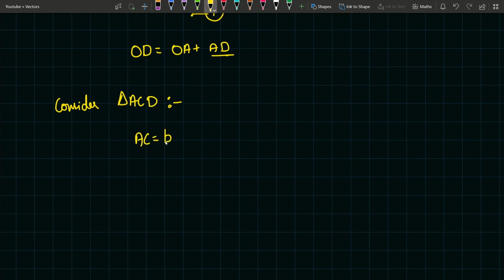Now we know AC is the magnitude of the B vector, and we can write sine theta and cos theta in that triangle. I am drawing a rough diagram of the triangle again. This is theta, this is A, C and D. So what is sine theta? Opposite by hypotenuse. Opposite of theta is CD, hypotenuse is AC. So it is CD by AC, and cos theta is adjacent by hypotenuse, so it is AD by AC.